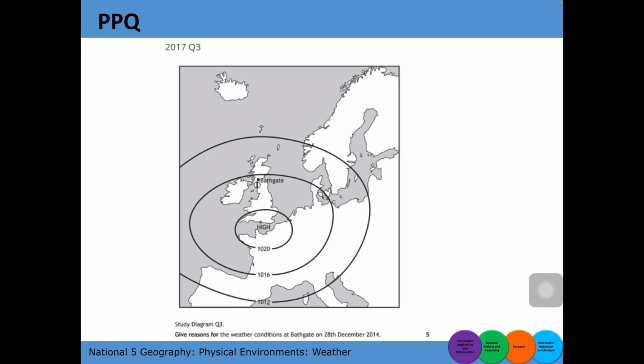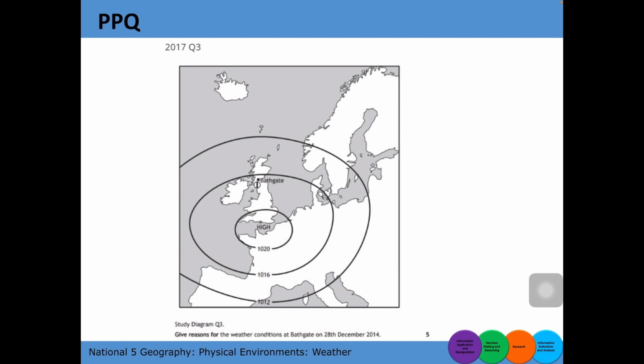Here is a past paper question explaining the reasons for the weather conditions at Bathgate on the 28th of December. Now, in these questions, they're not going to tell you describe an anticyclone in summer or winter. You have to work that out for yourself. So hopefully here you have seen 28th of December and you've realized it is a winter anticyclone. The other key word here is give reasons, meaning they're looking for an explanation.